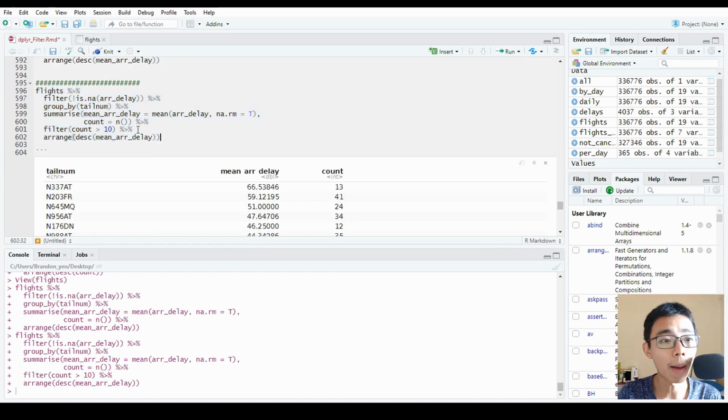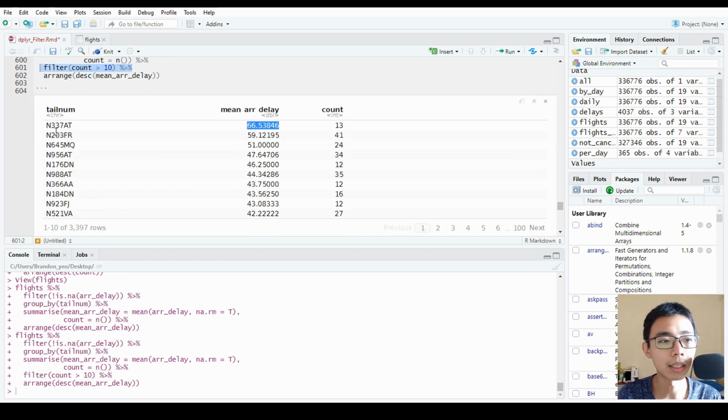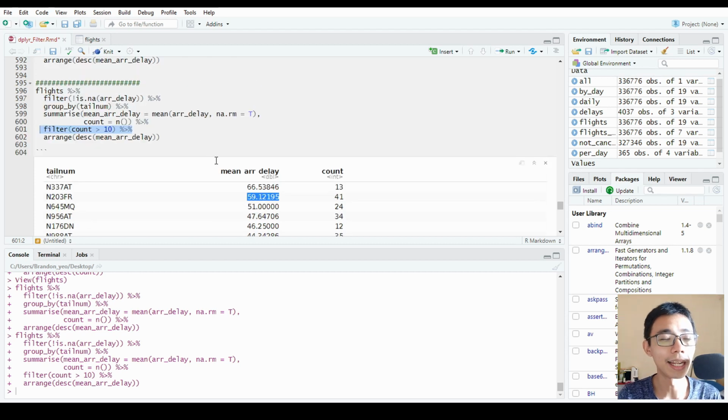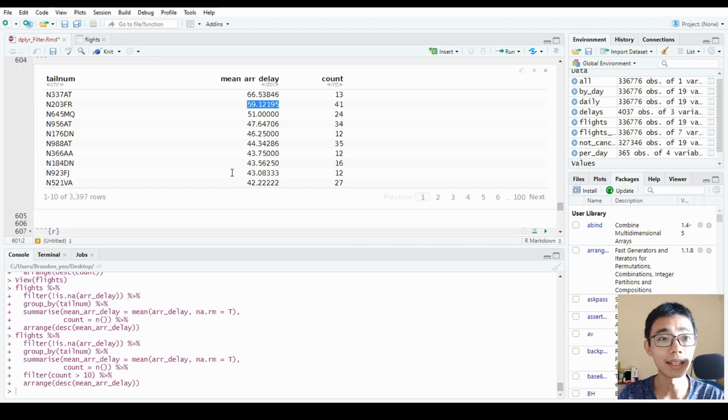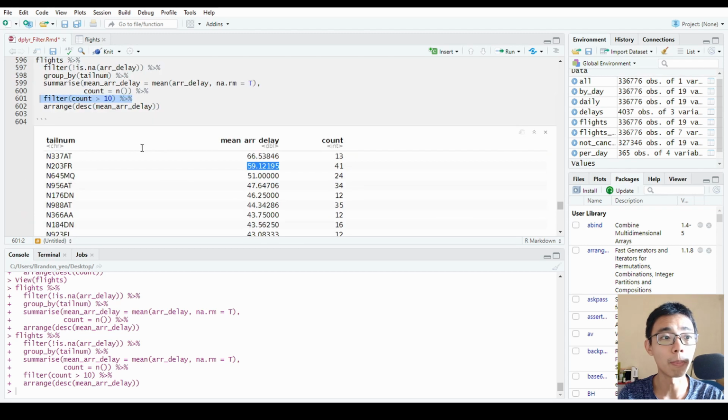So we add one more row here, which filters for count less than 10. We only want to look at data when there are more than 10 flights per year. This aircraft has a total of 13 flights and a mean delay of 66. The one that's more concerning has a count of 41 but an average delay of 1 hour. If you're on this flight, you basically know you're going to have a delay. This is how you can quickly and easily look at what you want using a combination of filter, group by, summarize, and arrange.